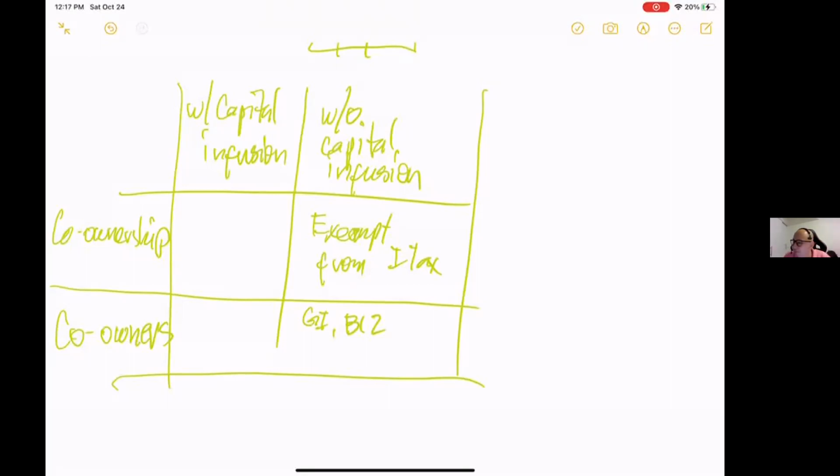Sige. What if the co-ownership is with capital infusion then? Well, if the co-ownership is with capital infusion, anong ginawa ng magkakapatid, yung co-owner? Sabi ng magkakapatid, ganito, tinitigan nila yung property nila.